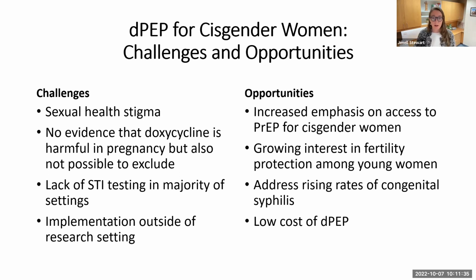And as Connie pointed out, within the United States, we're seeing skyrocketing rates of congenital syphilis. And so clearly there is a need for STI prevention among cisgender women. And then, as we've heard from a number of people today, Doxycycline is cheap. And so I think that this could provide a clear and faster path to implementation.